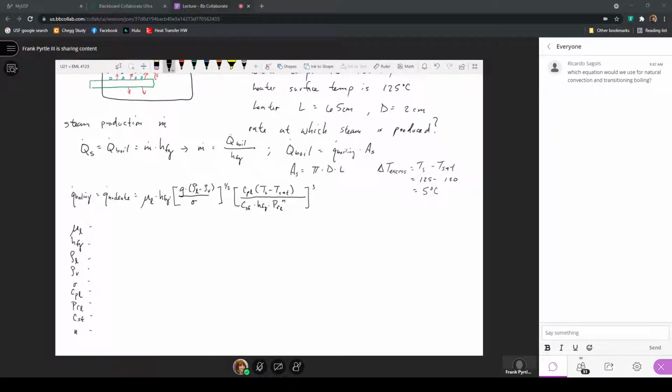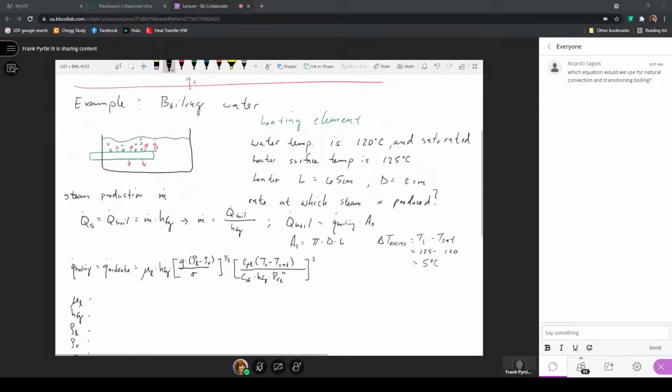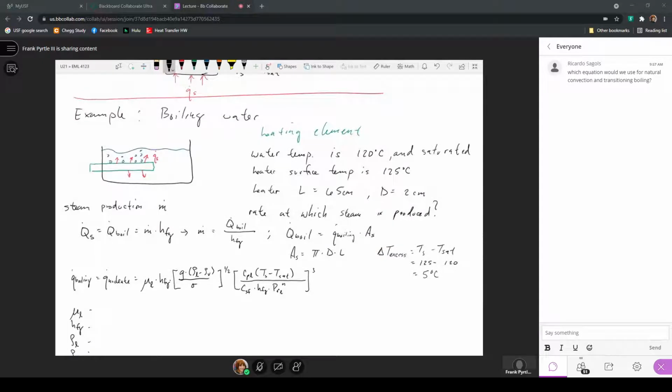So these properties are going to come from the appendix, and the surface tension and these constants are going to come from the tables here. Just going to the tables first, C sub SF and N are going to be dependent on the material that the surface is actually made of. So here I have to specify that this heater is made of a particular type of material to get C sub SF and N.